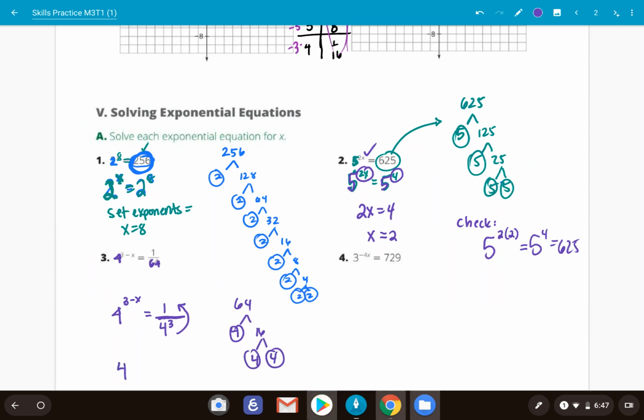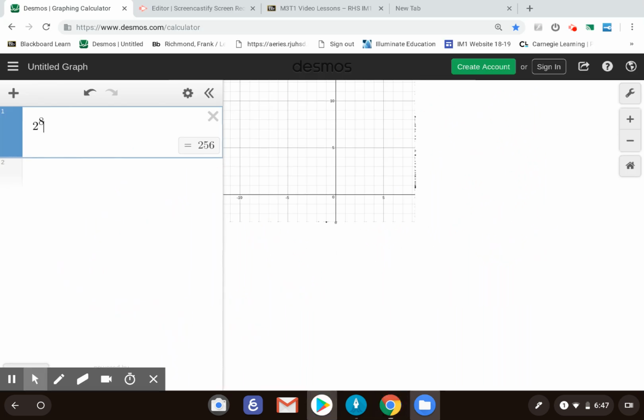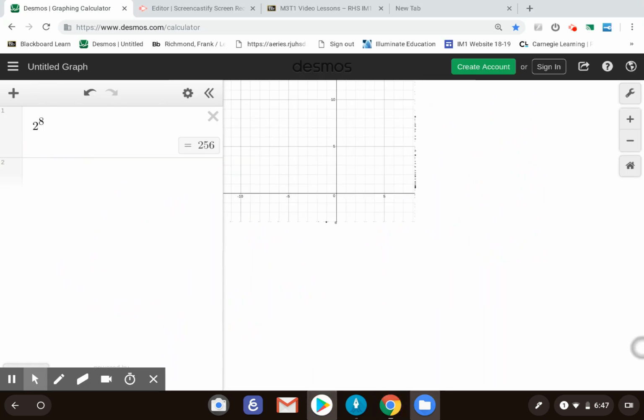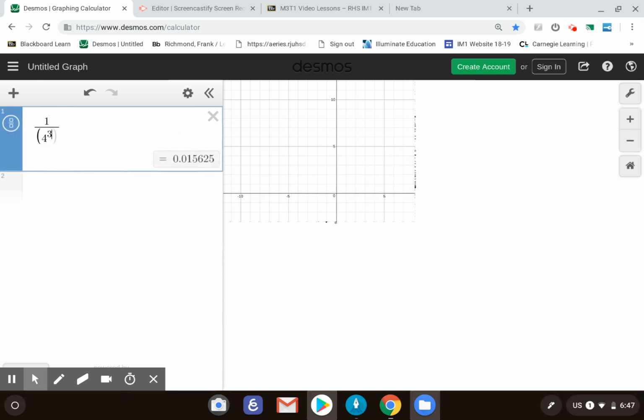So we'll have 4 to the 3 minus x power, and then we're just going to move this 4 to the 3rd power up to the numerator, so we'll make our exponent negative. And you can see that, let me show you. If I did 1 over 4 to the 3rd power, that's equal to 0.01565. And then if I do 4 to the negative 3 power, notice how they have exactly the same value.